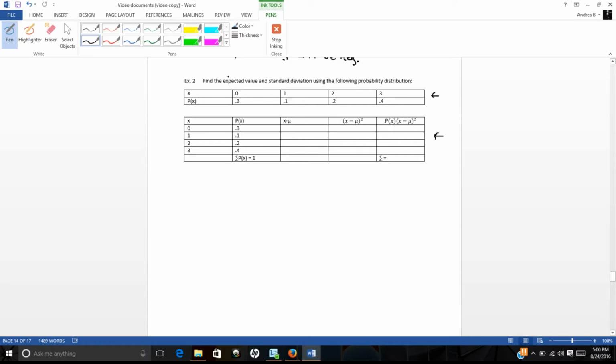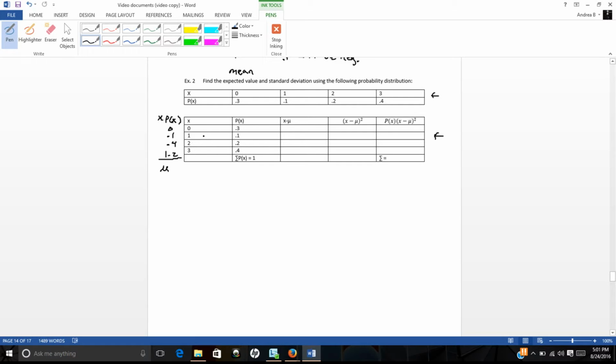So the expected value, another term for that is your mean or your average, which, whenever you're finding it using your probabilities and your values, what we do is x times p of x. I didn't include a column for that here, so I'll write it off to the side. All you're doing is multiplying those first two columns together. So the first one would be 0, the next one would be 0.1, 0.4, and then 1.2.